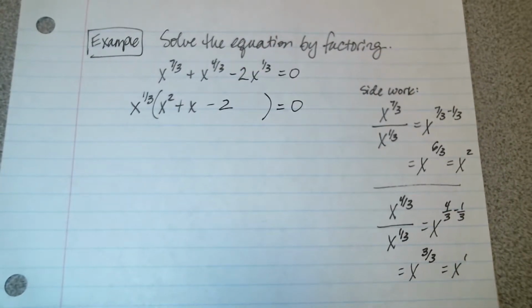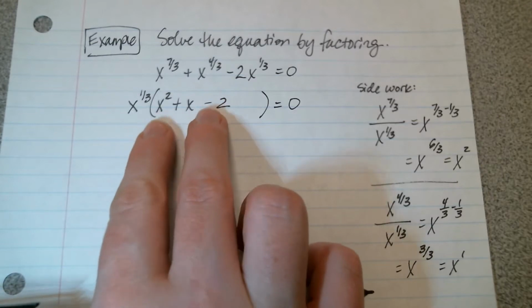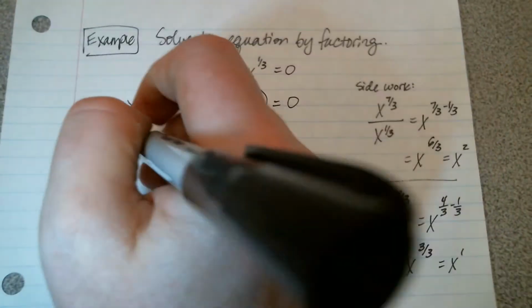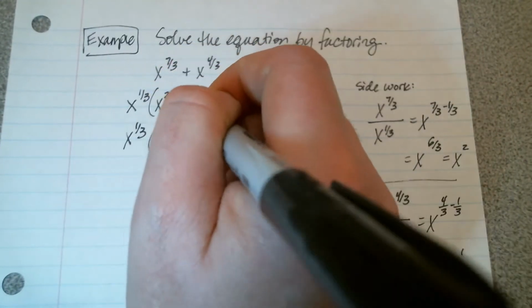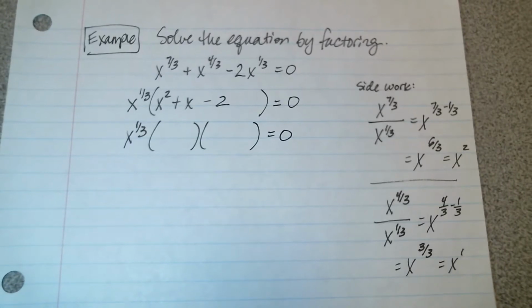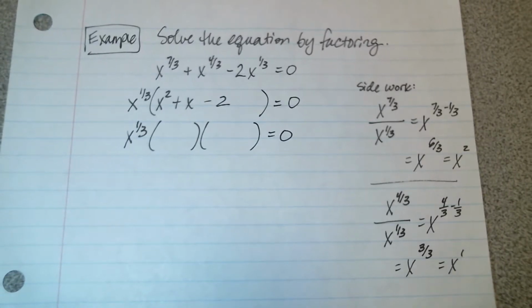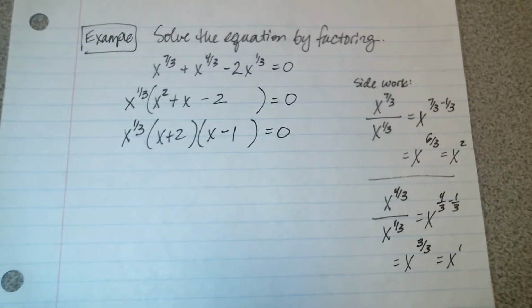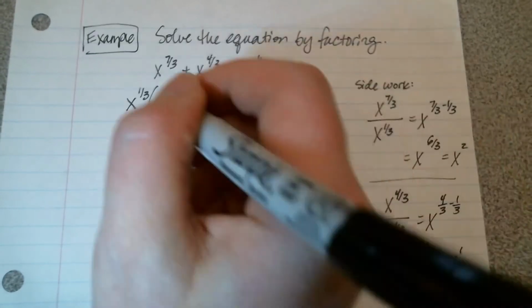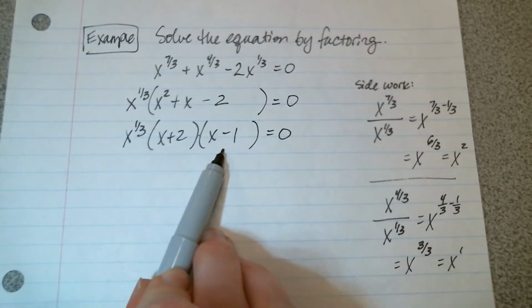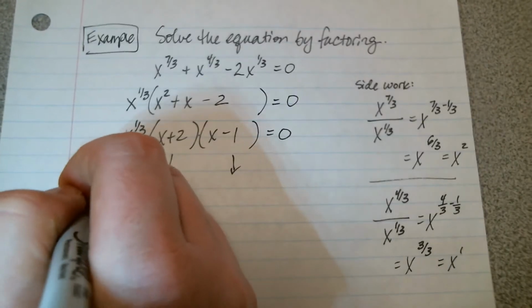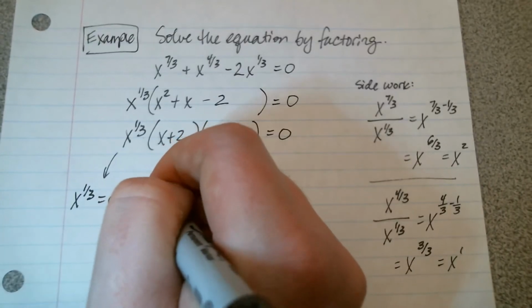So what we've done is factored out all the fractional exponents, leaving behind nice whole number exponents that we know how to work with. This quantity in here is a quadratic, which I'm pretty sure I can factor. It's a trinomial of degree 2. I'm going to have x plus 2 times x minus 1, this quadratic factors. Now I have 3 factors being multiplied, and it equals 0. So we know we can set each factor equal to 0 and solve.